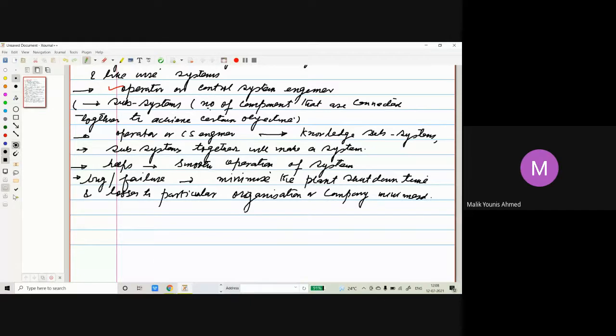So I'll repeat this: in case number one, a system will consist of the subsystems we have talked about, a number of components working together. Now, what is the role of the operator or the control system engineer? First of all, he should know his subsystems very nicely. He should have complete knowledge about the subsystems. What is the process? Where are the different types of instruments installed? Where is the control system? Where will the bug come from? Where has the failure occurred? What is the malfunctioning? He should know all these things, and what failures can be anticipated in the system.